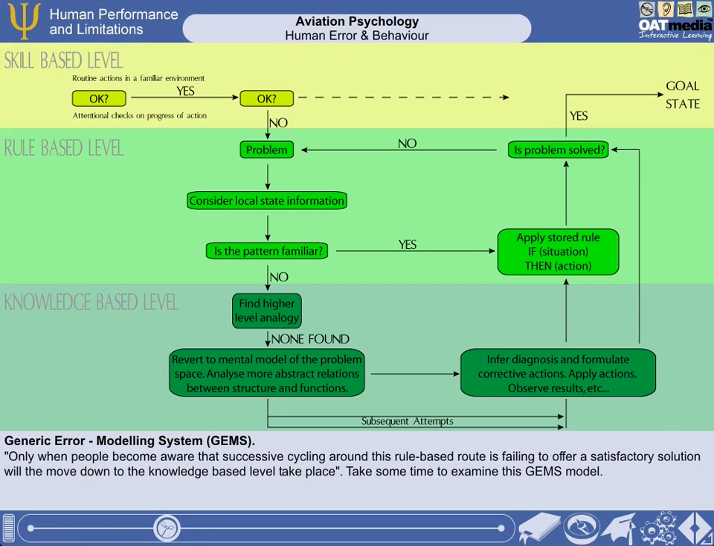Only when people become aware that successive cycling around this rule-based route is failing to offer a satisfactory solution will the move down to the knowledge-based level take place. Take some time to examine this generic error modelling system model.